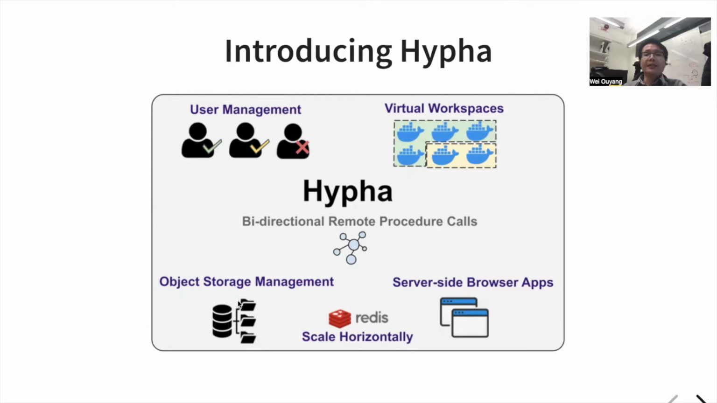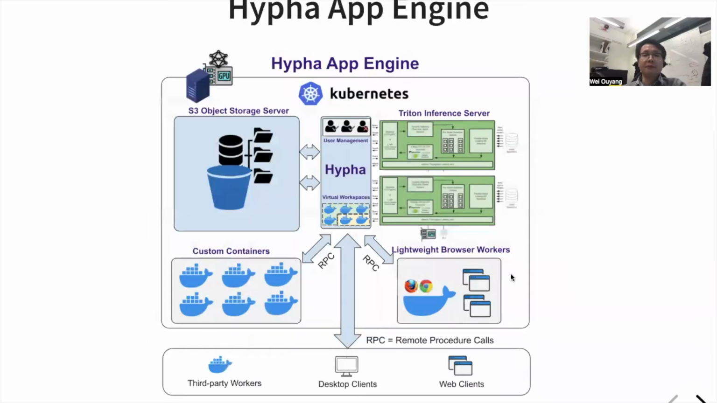And then it handles object storage such that we can use S3, for example, to manage massive datasets among different users. And we also have server-side browser apps, which allow us to run lightweight arbitrary code execution from the user. It can also scale horizontally by adding more nodes to the cloud environment when we have more users, for example.